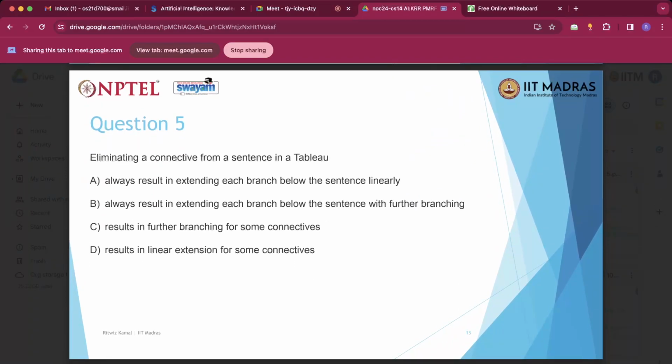Okay, so this is where we come across the tabular method that I was referring to earlier, right? If you remember, in a tabular method we do something called eliminating a connective from a sentence. So when we do that, which of the following do you think can happen?